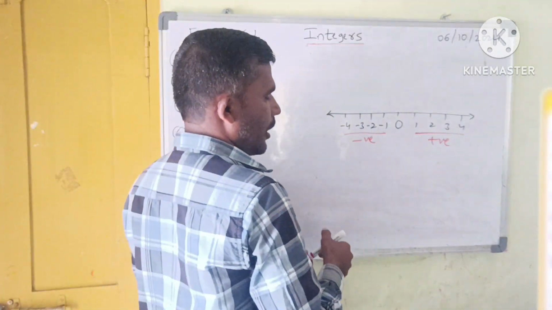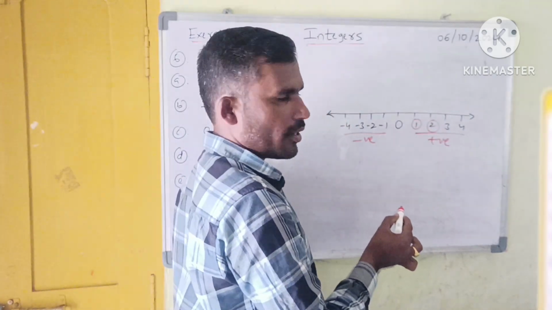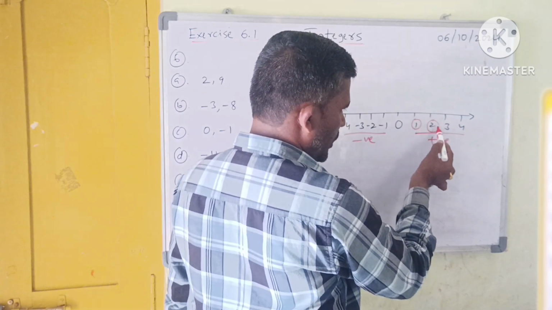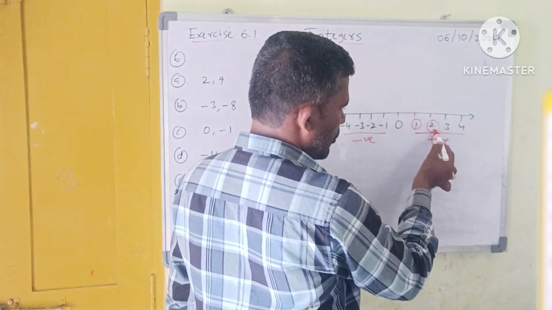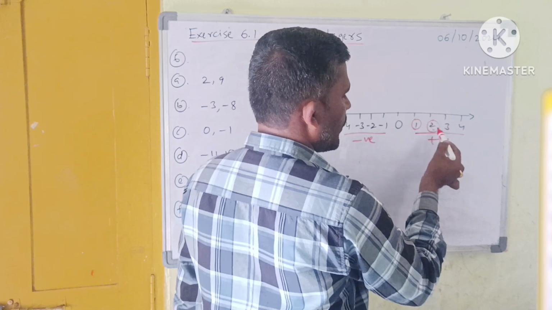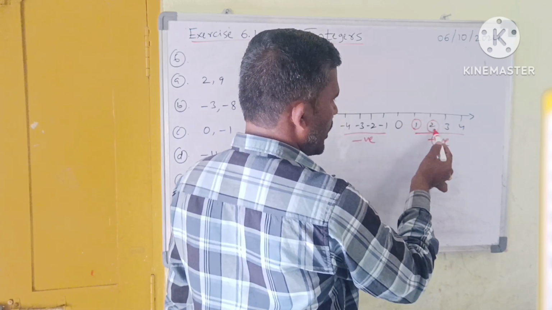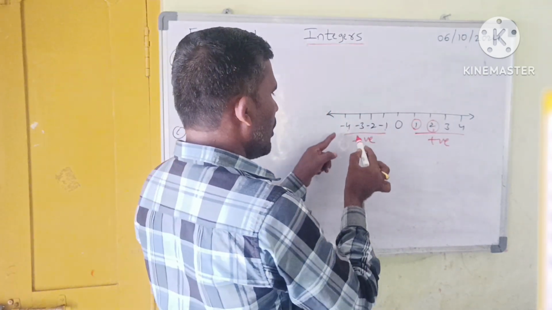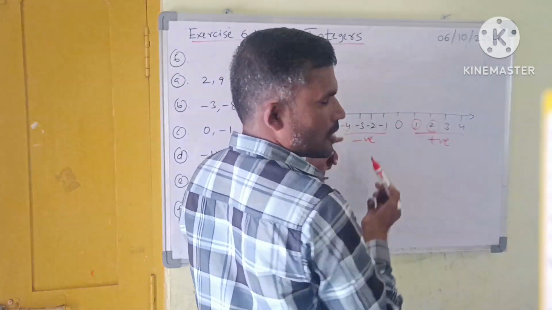And one more thing I told you previously: observing 1 and 2, 2 is right side to the 1. Whenever a number is right side to another number, then definitely it is bigger. It is bigger than 1, bigger than 0, bigger than -1, bigger than -4 also. Because for -4 also, 2 is right side only.